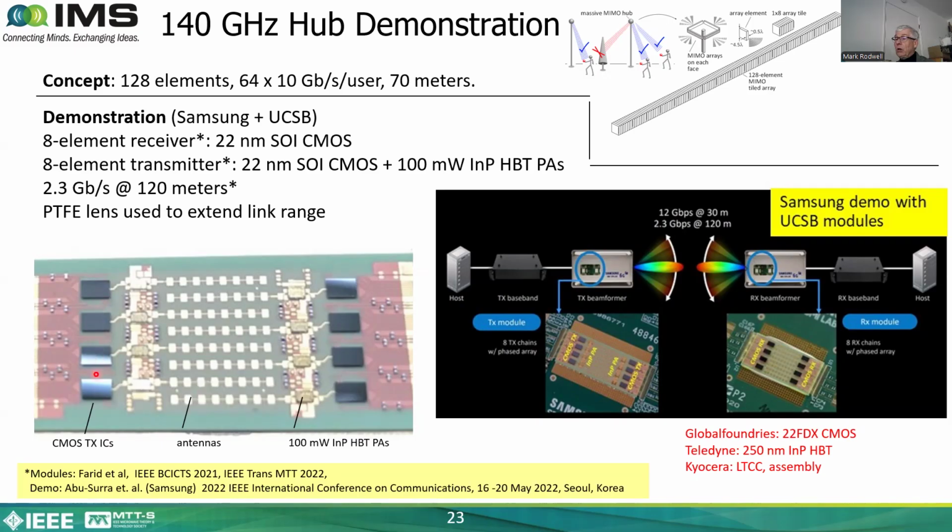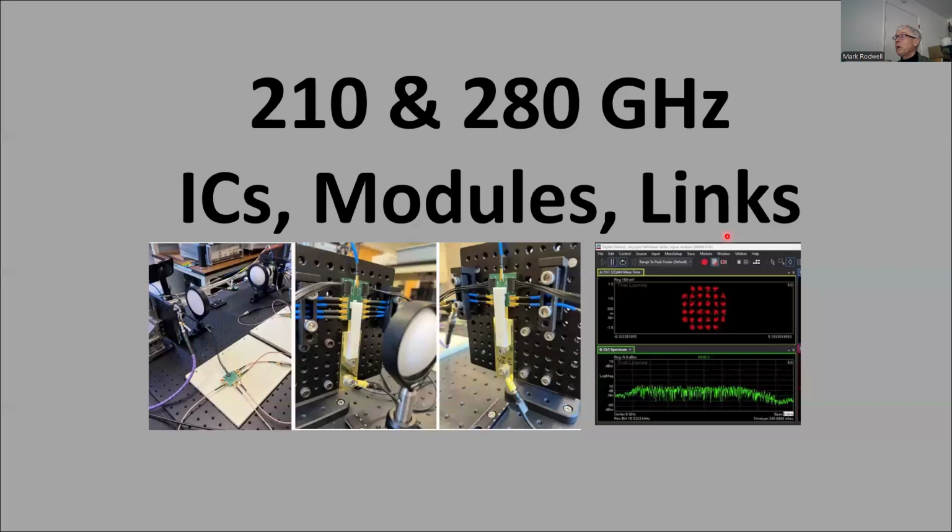Those antennas are driven in this transmitter array with 8 CMOS transmitter ICs going through 8 indium phosphide power amplifier ICs, each producing 100 milliwatts. In the demo that Samsung reported, they just went with those 8 element arrays rather than building a larger one, and they demonstrated steerable beams and data rates up to 2 gigabits per second over 120 meters.